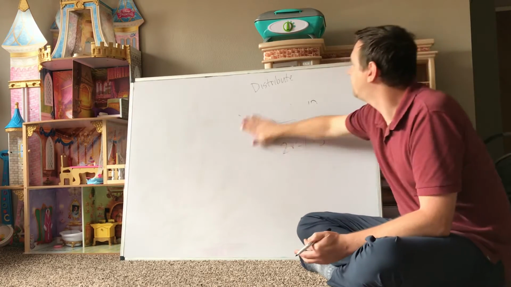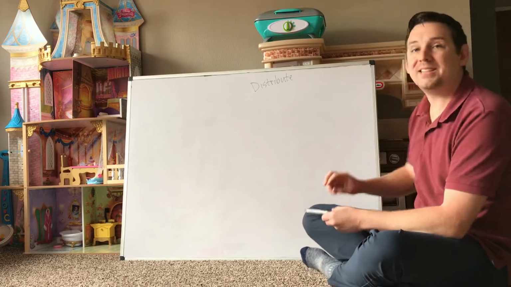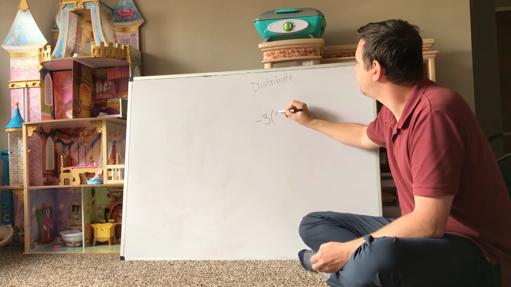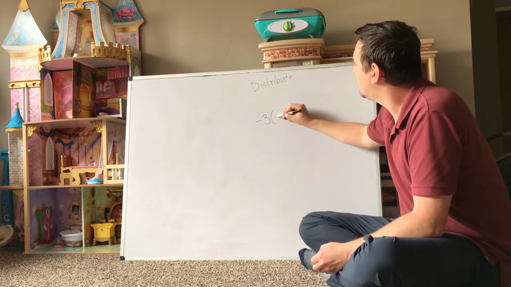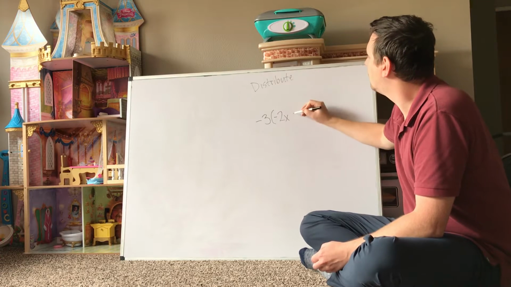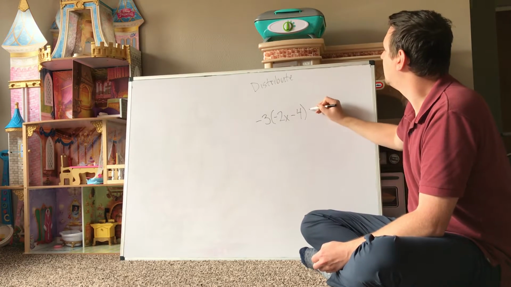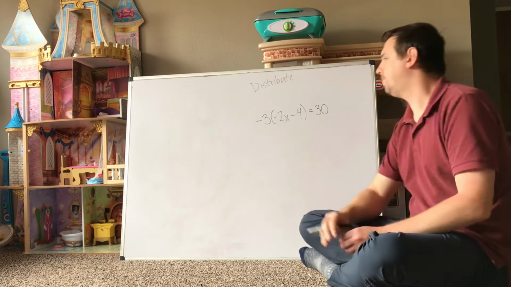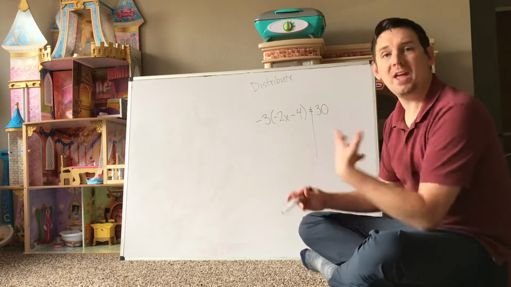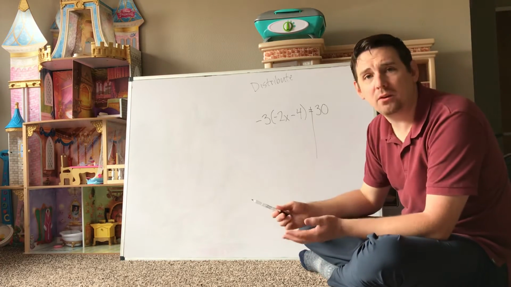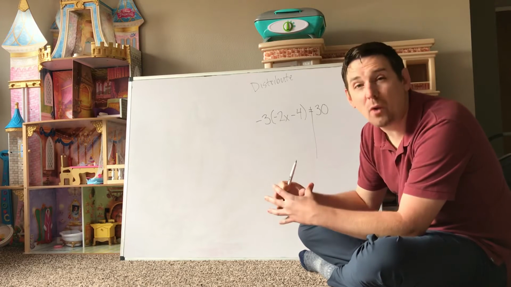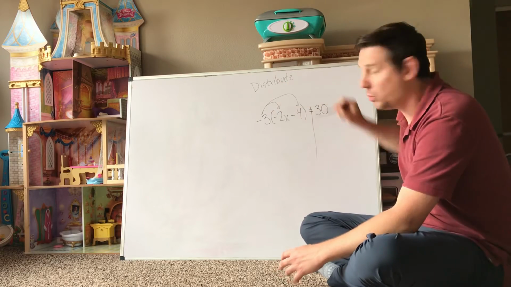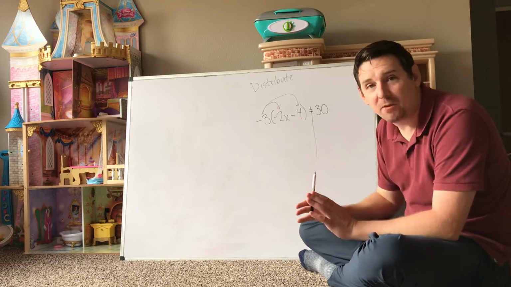All right, let's try another one with distributing. This time, I'm going to do one that kids will make mistakes on. Let's go with this. All right. Here, we have a negative to distribute. Same idea though. We're going to take the negative 3, just like it's the crayons or the glue sticks, and we're going to give it to this store, and we're going to give it to this store. Okay? Be very careful though.